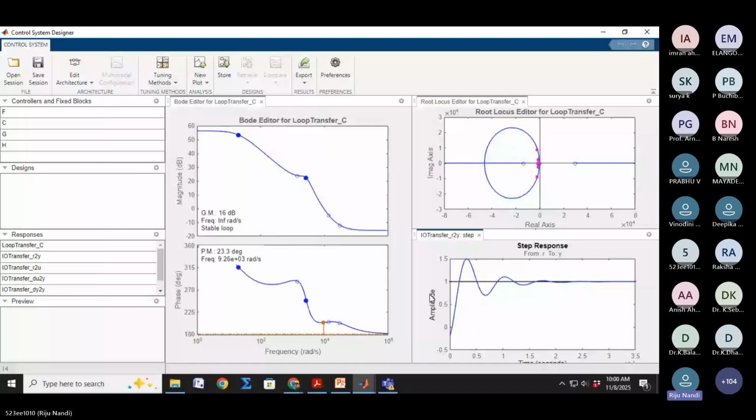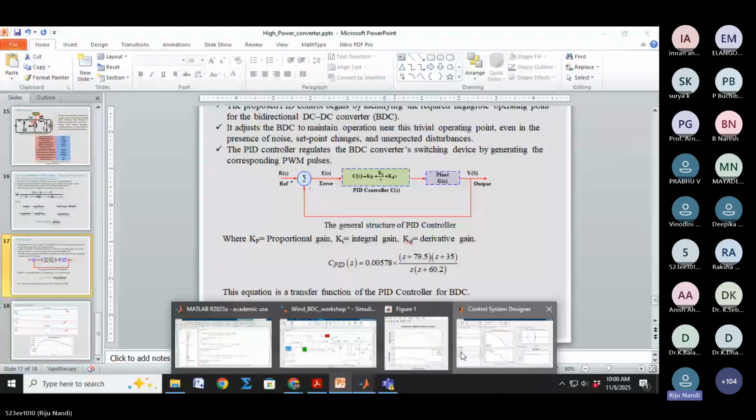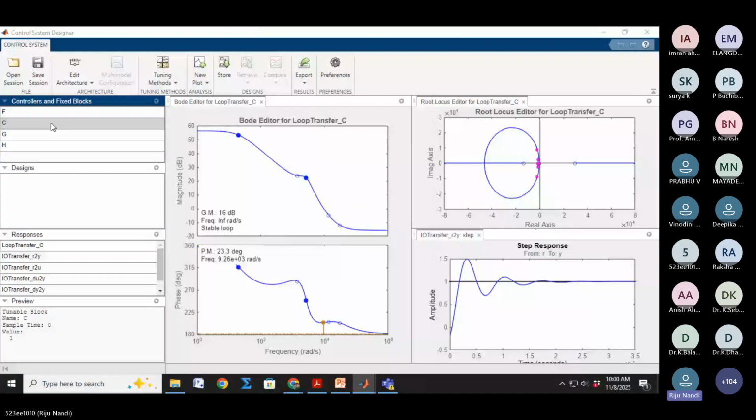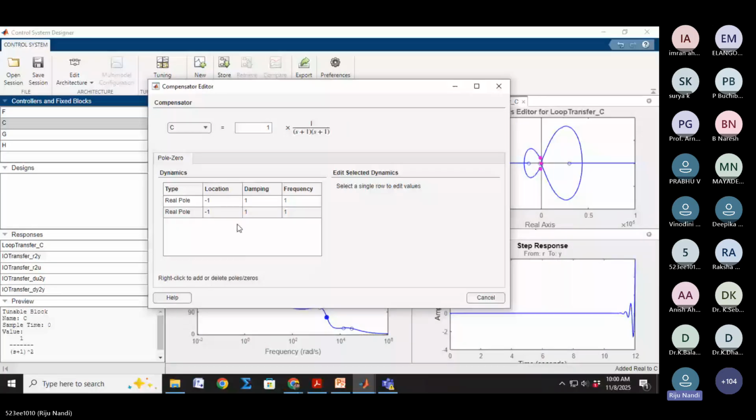I already told that I have designed the PID value as 0.00578, with 2 poles and 2 zeros. One pole is 0, one pole is minus 60.2. So you can go to the control transfer function. You have to choose add pole, real pole 1. Another pole you have to add as a real pole. That pole is 0, only s is there.